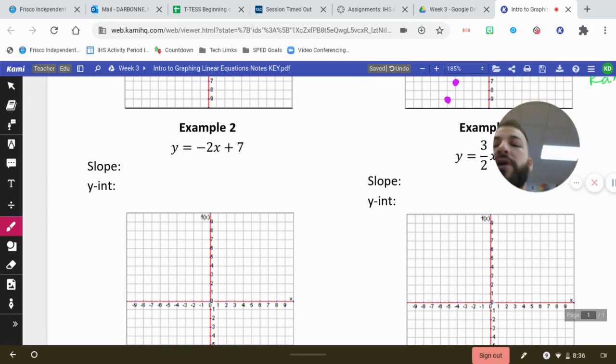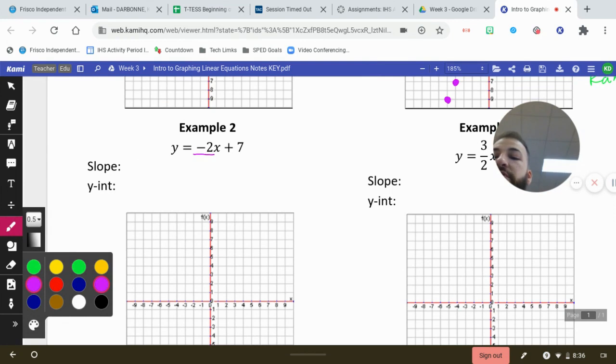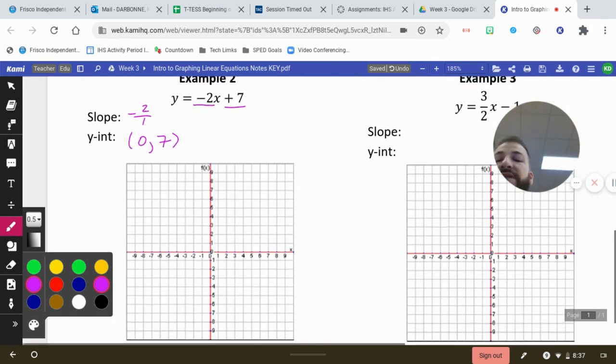Okay, example 2. Our slope is -2, but I'm going to go ahead and change it to -2 over 1. Our y-intercept is +7, so our y-intercept is (0, 7). Now going through the 3 steps. Step 1, plot the y-intercept.